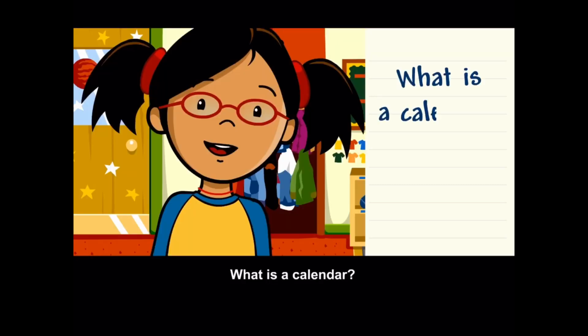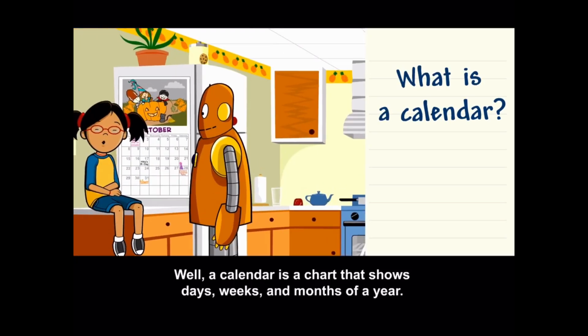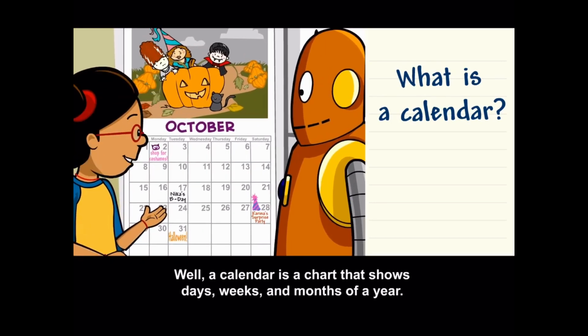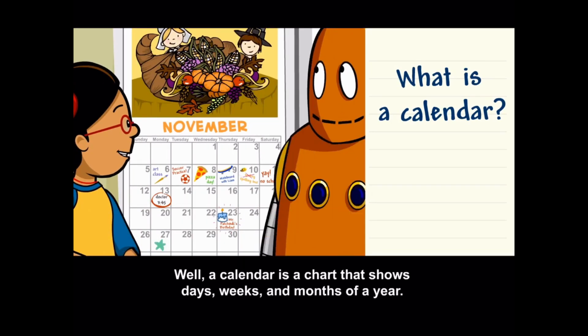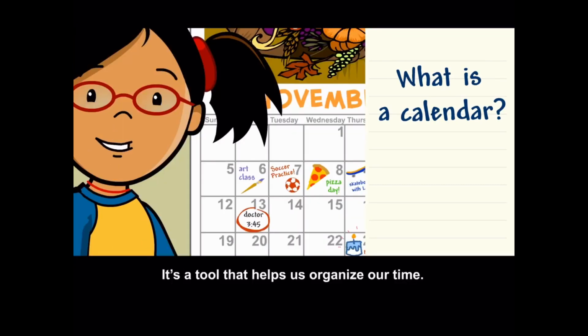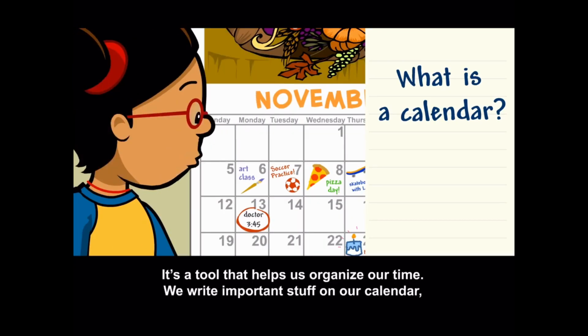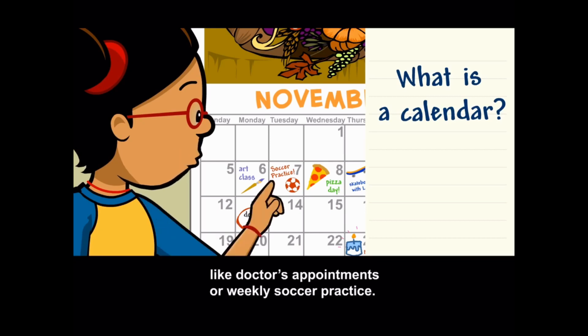What is a calendar? Well, a calendar is a chart that shows days, weeks, and months of a year. It's a tool that helps us organize our time. We write important stuff on our calendar, like doctor's appointments or weekly soccer practice.